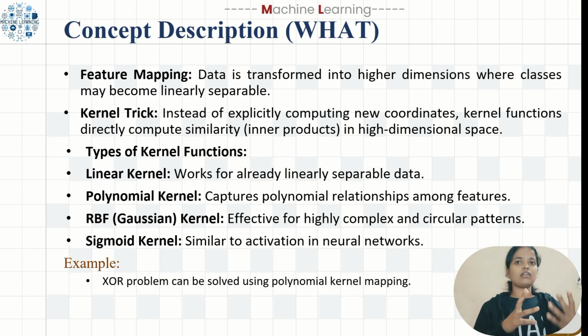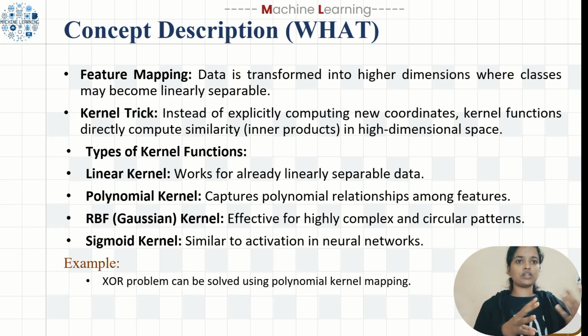There are four types of kernel functions, which are the linear kernel, polynomial kernel, RBF or Gaussian kernel, and sigmoid kernel. In that, the linear kernel is the simplest of all, which works with data which is already linearly separable. And the other three work with data which is non-linearly separable. The polynomial kernel captures the polynomial relationships among features and then transforms it into higher dimensional space, while the RBF kernel is effective for highly complex and circular patterns.